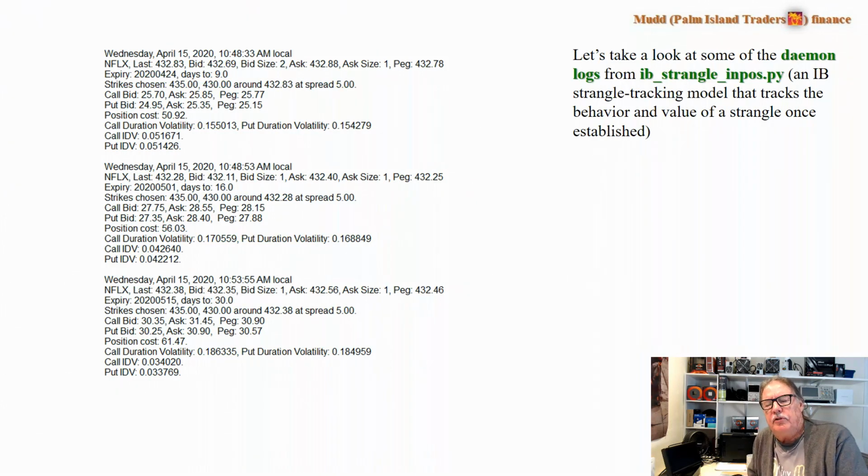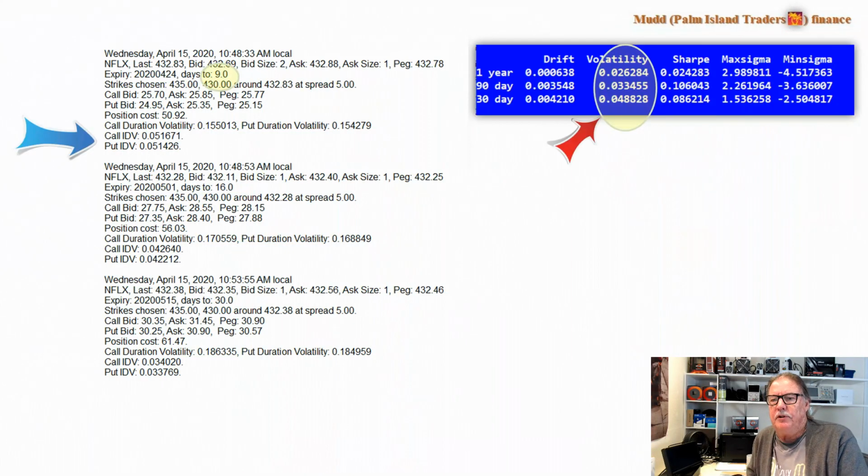Again, this is being run by this little Linux program running off of cron that takes the Python program called ib.strangle and actually records it to a log. And we're looking at the results of the log. These are some of the entries for April the 15th. Now, when I say it's a strangle tracking model, that means it has a bid and an ask. It has a call and a put. It also calculates the position cost, but more importantly, it calculates the call's implied daily volatility and the put's. And take a look at that.